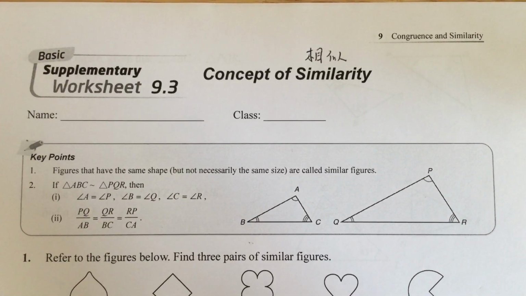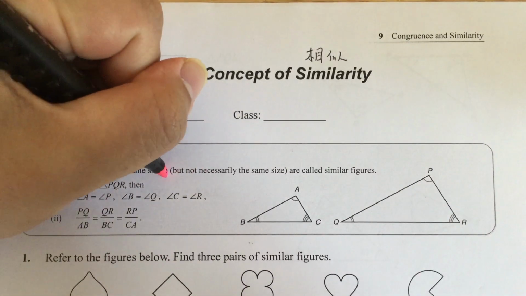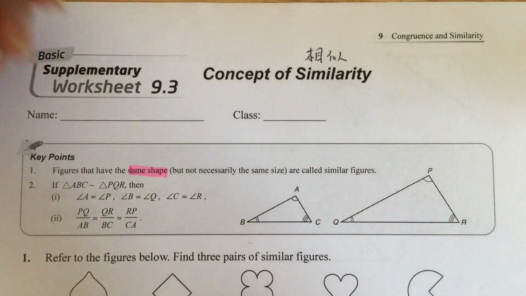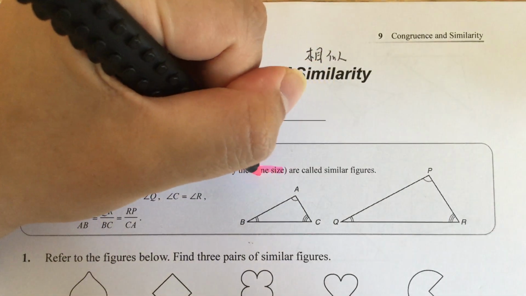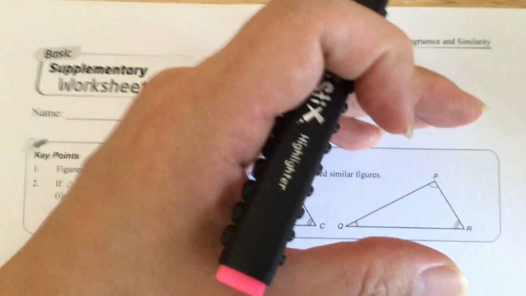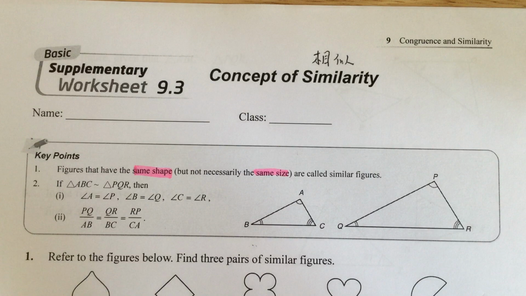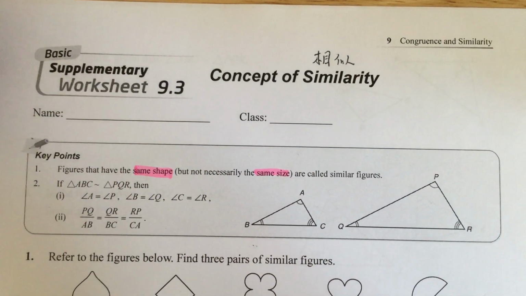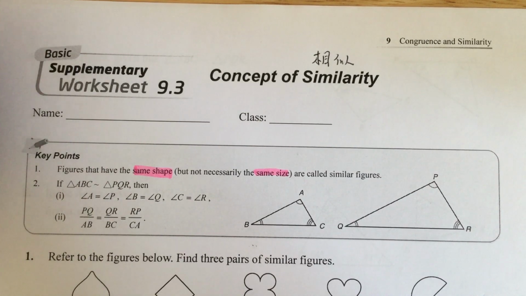So you will see the definition of similarity is that we consider them to be the same shape, but not necessarily the same size. That means we can enlarge the figures and also make them smaller to reduce the figure. That is similar to what we learned before in chapter 7, where we talked about enlargement and reduction. So they work the same way.